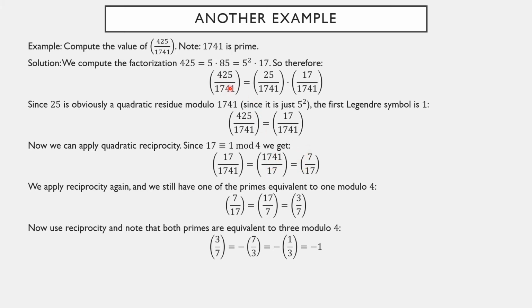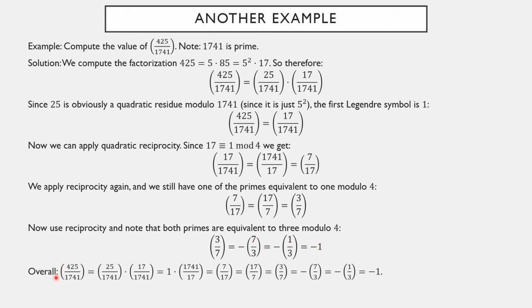So now I have this is overall equal to that. These are 2 distinct odd primes, one of which is equivalent to 1 mod 4, so by quadratic reciprocity, just flip it and then reduce the top one mod the bottom. Now I have two distinct odd primes, but they're both equivalent to 3 mod 4, so I can flip it, but I get an extra -1. Reduce 7 mod 3 to get something very easy, and ultimately, overall, -1. So is 425 a quadratic residue modulo 1741?